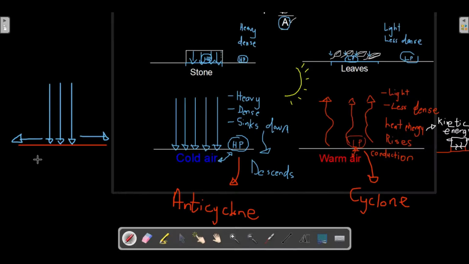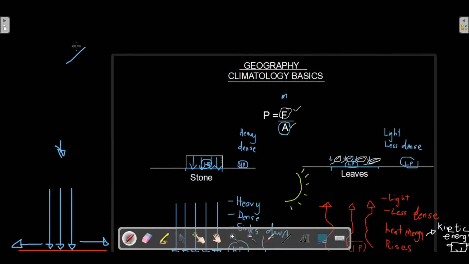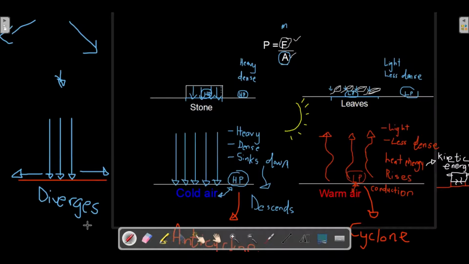I like to rather use this word: it diverges. That is to move, to separate into different areas. If I were looking at this from the top, I would see something like this. It is actually spreading, moving in different directions. Yes, it is descending, but when it reaches the surface, it diverges, moving to different areas. It spreads, separates. So it diverges.